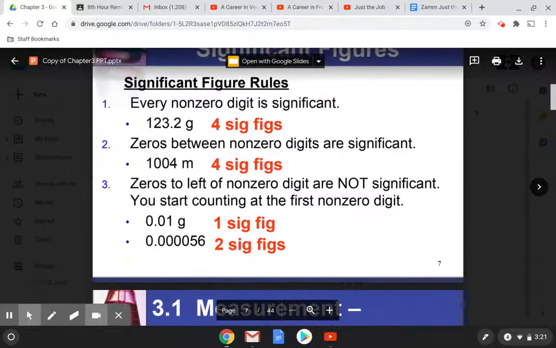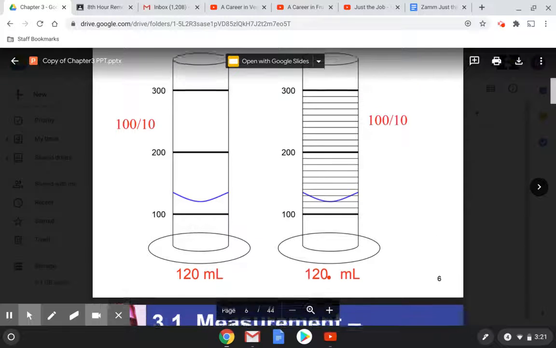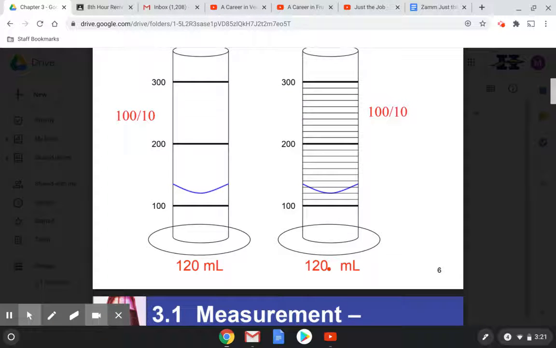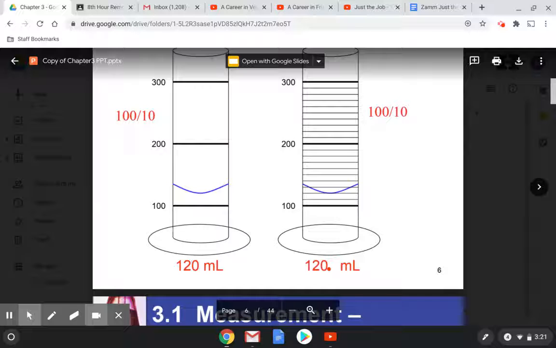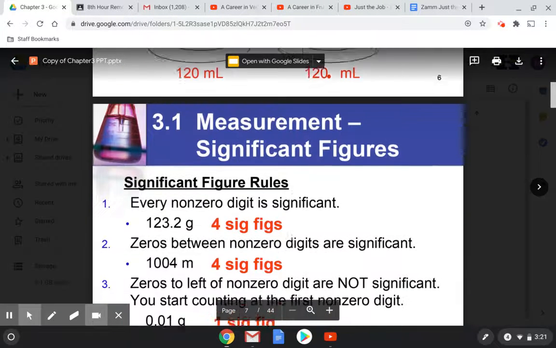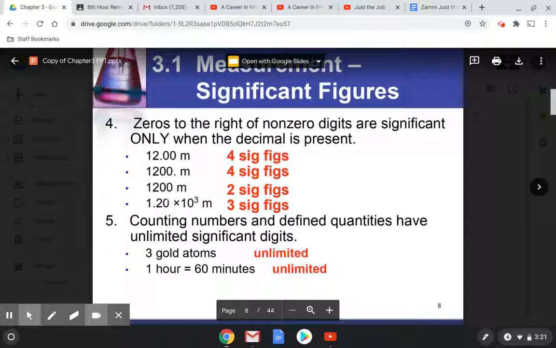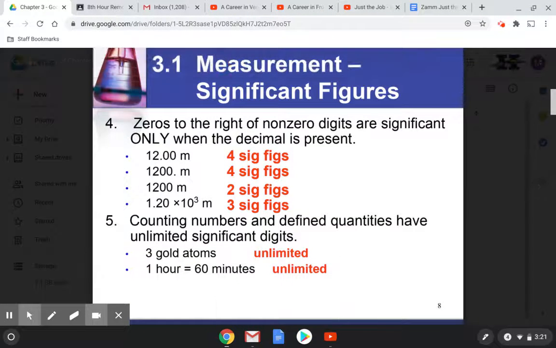Since it's around that area, this 0 here is going to be insignificant. We don't know exactly, but that decimal point helps us out. And so even with this 1.20, we know that all 3 of them are going to be significant because we know that's going to be for sure.